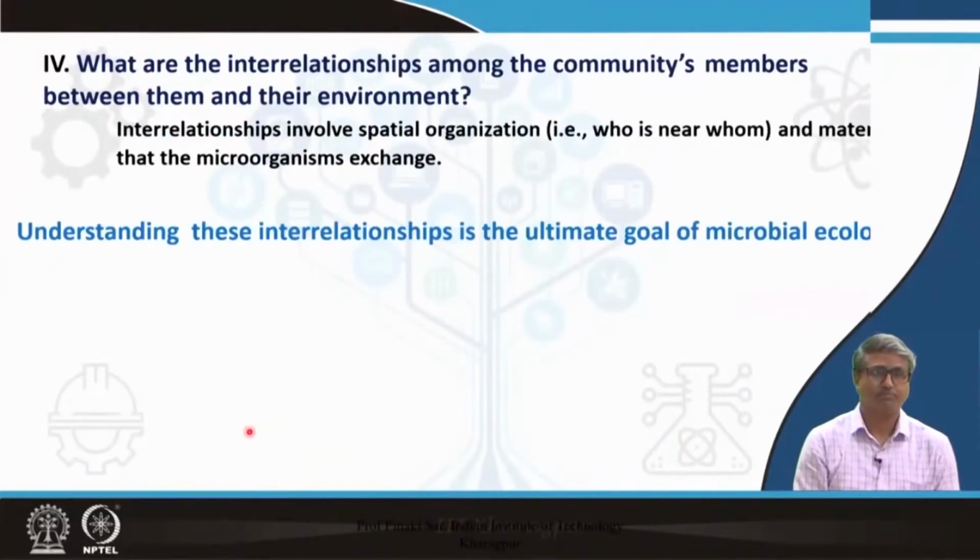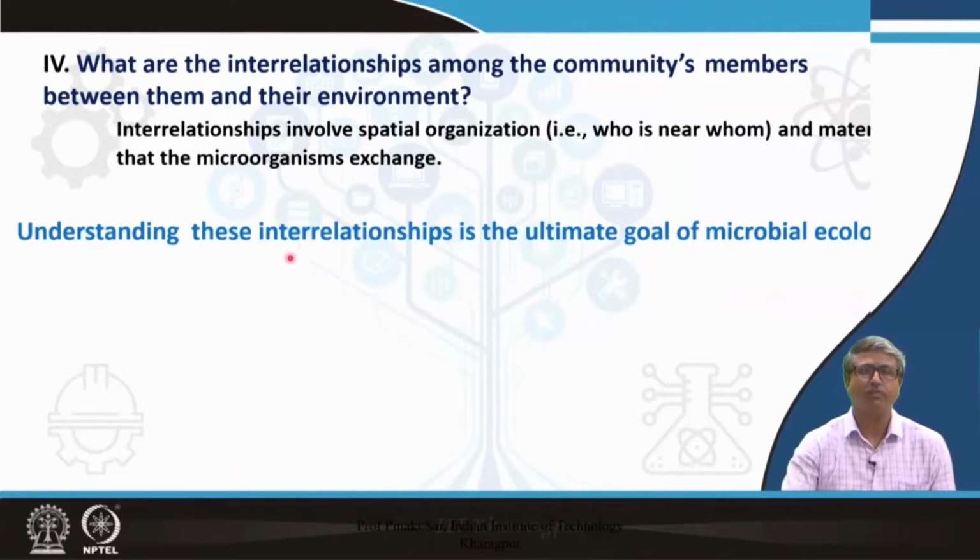And the fourth question: what are the interrelationships among the community's members? As I mentioned earlier, in the community there will be thousands of members present, a minimum of 1000 to 5000 species. So, these species must be interacting with each other. What is the pattern of interrelationship among these community members, and not only between the members alone, but also with their environment, that is, the physical and chemical components present in the environment? So, that has to be answered.